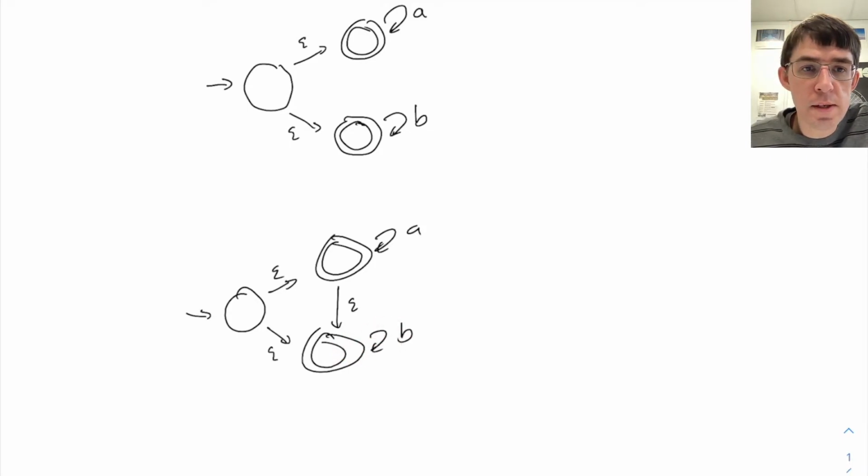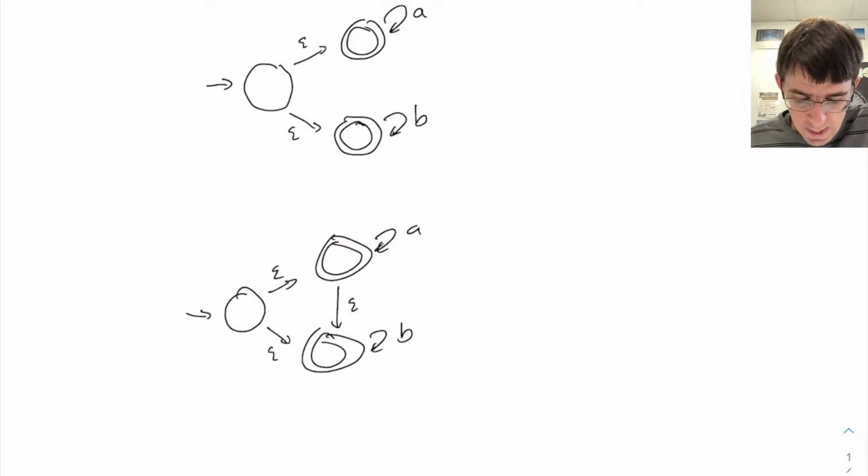It also still accepts a to the n, right? Because you can go up here and do a's forever, and this will accept a to the n. But there's more. You could also go up here, do some a's, and then go down here and do some b's. So it is possible to do a bunch of a's followed by a bunch of b's. But after those b's, you can't go back and do some more a's.